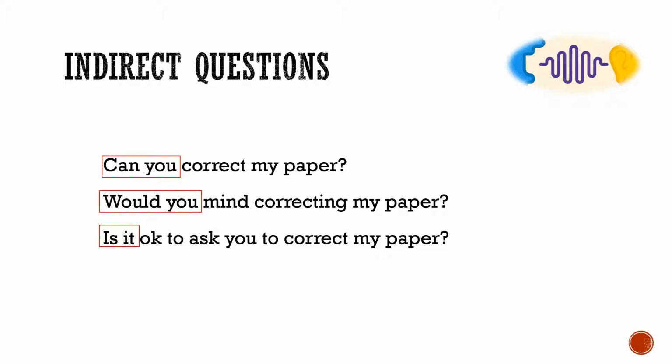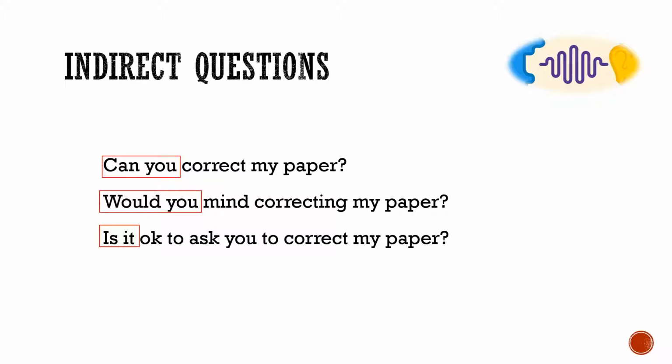And notice that there are two parts to these questions. There is what you want to achieve, correct my paper. Then there's the indirect request. Not "please correct my paper," but "can you correct my paper?" Or "would you mind correcting my paper?" Or "is it okay to ask for you to correct my paper?" So that's fairly simple. Let's go a little bit deeper.